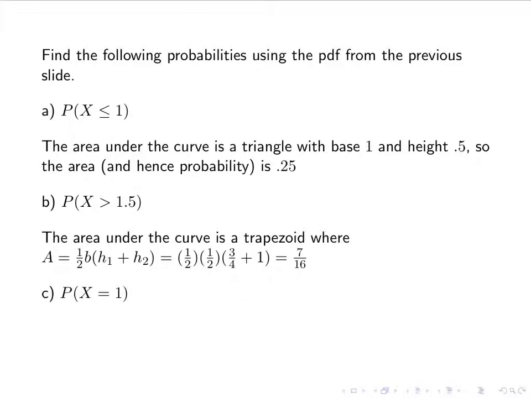And then as our last example, what's the probability that x equals 1? Again, part of the continuous probability definitions is that the probability that x equals a single number is always 0. And if you think about it graphically, that makes sense. The area would be a straight line, and a straight line has no area. So the probability and the area are both 0.